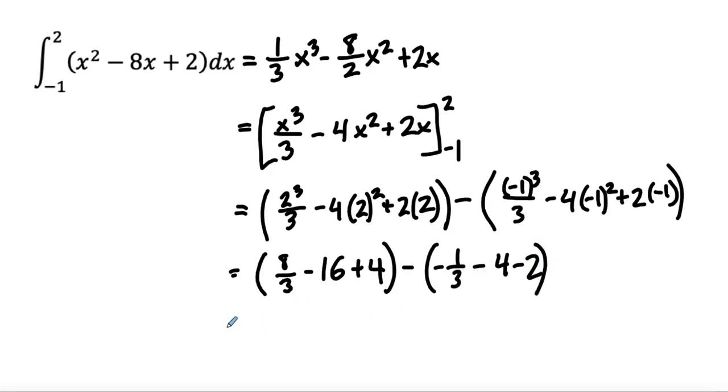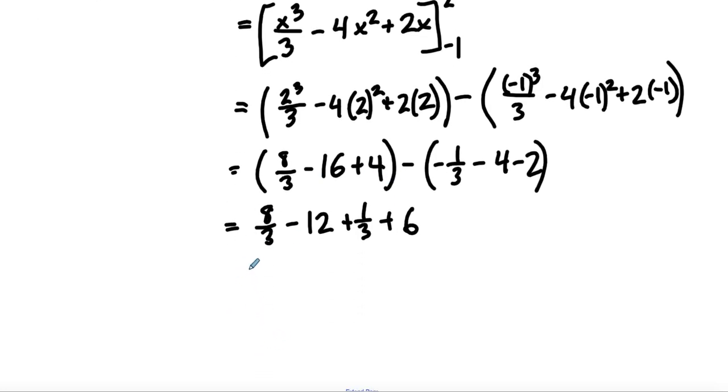All right, so now let's continue to simplify here. We're going to have 8/3 minus 12. And then minus a negative, well, this is really negative 6, right? But here we have negative 1/3. That's actually going to be plus 1/3. And then we're going to have minus a negative 6 is actually going to become plus 6.